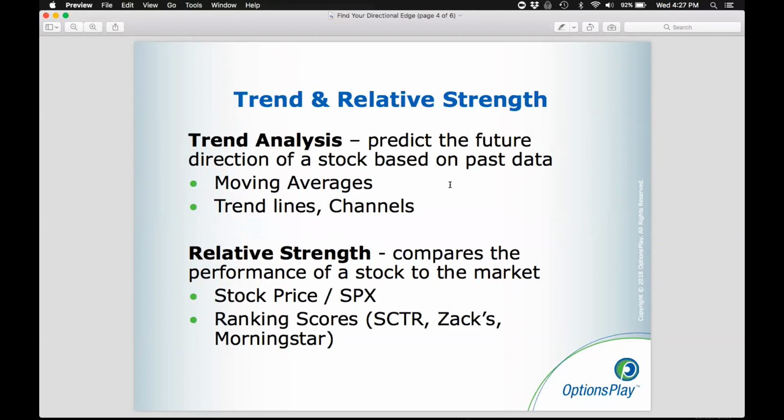So what we want to do is create a framework that really simplifies things for you down to just two things. So we want to look at what the overall trend of a stock is, and then we want to look at relative strength.